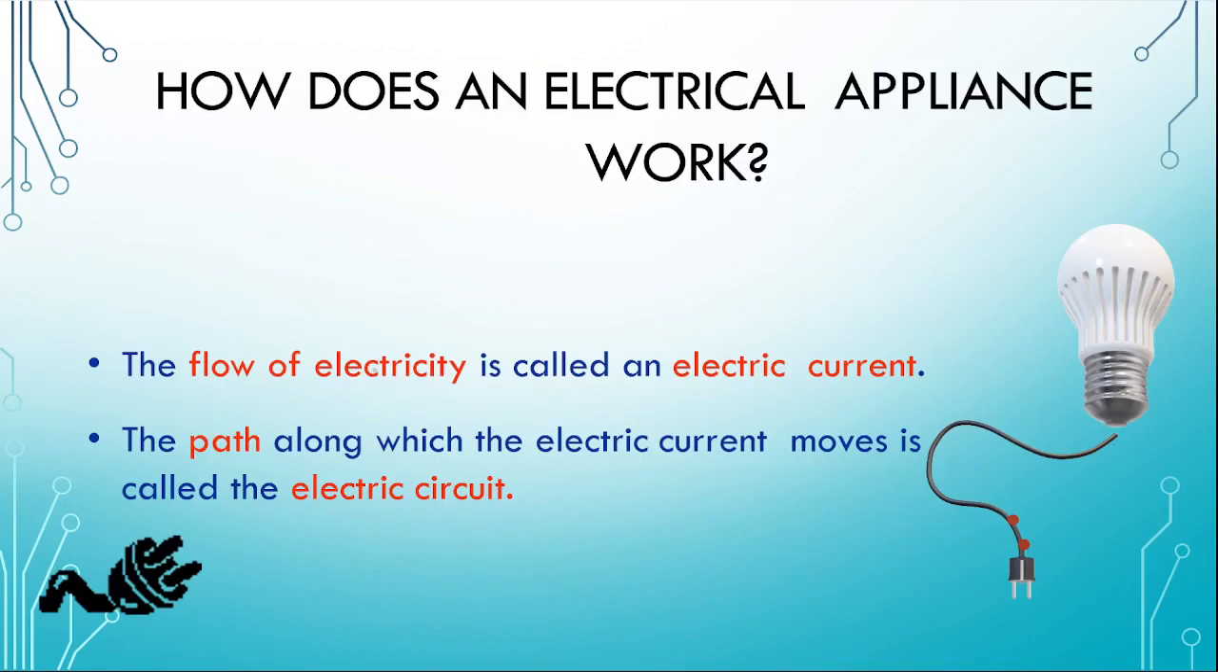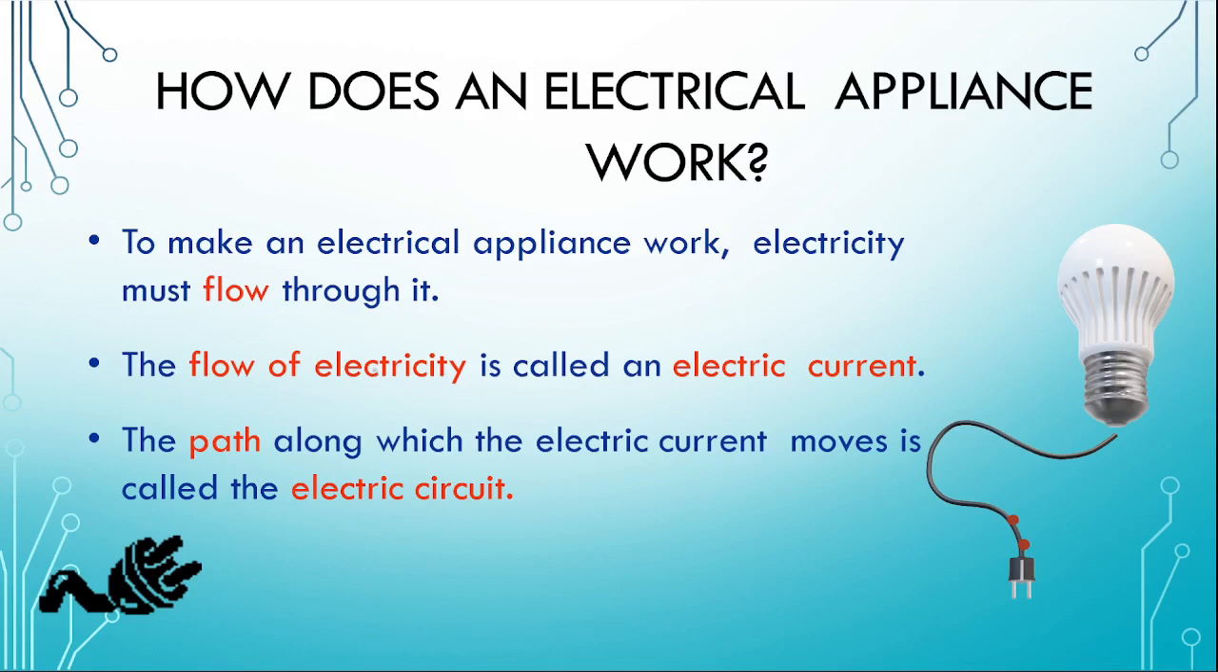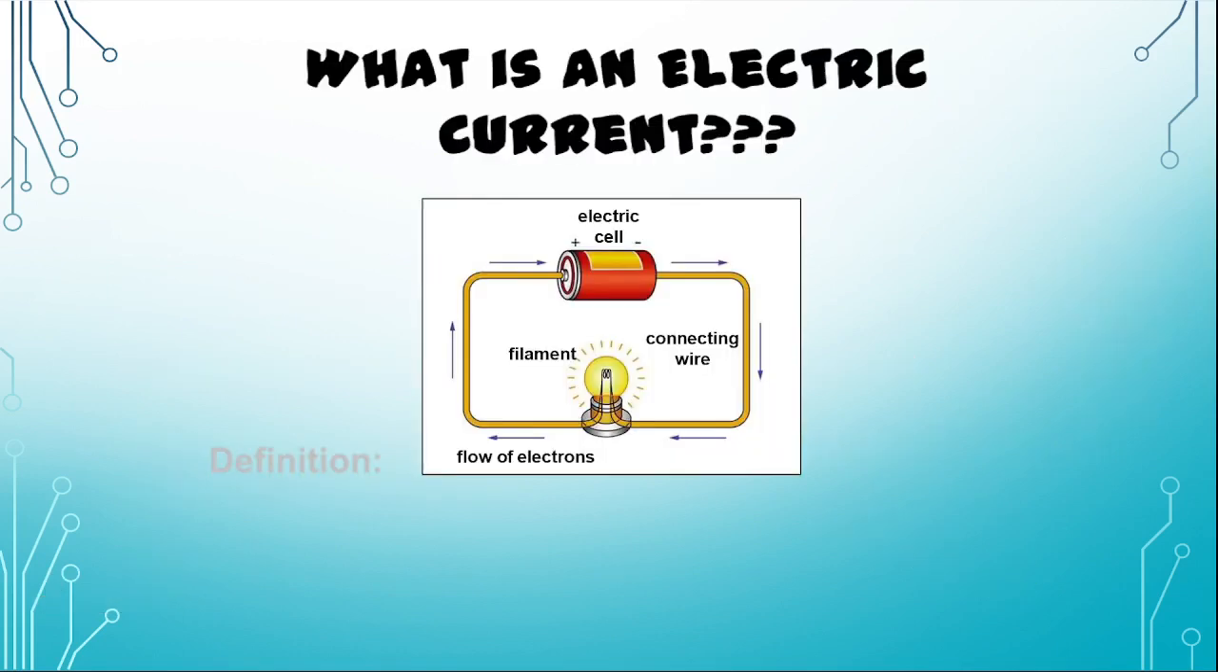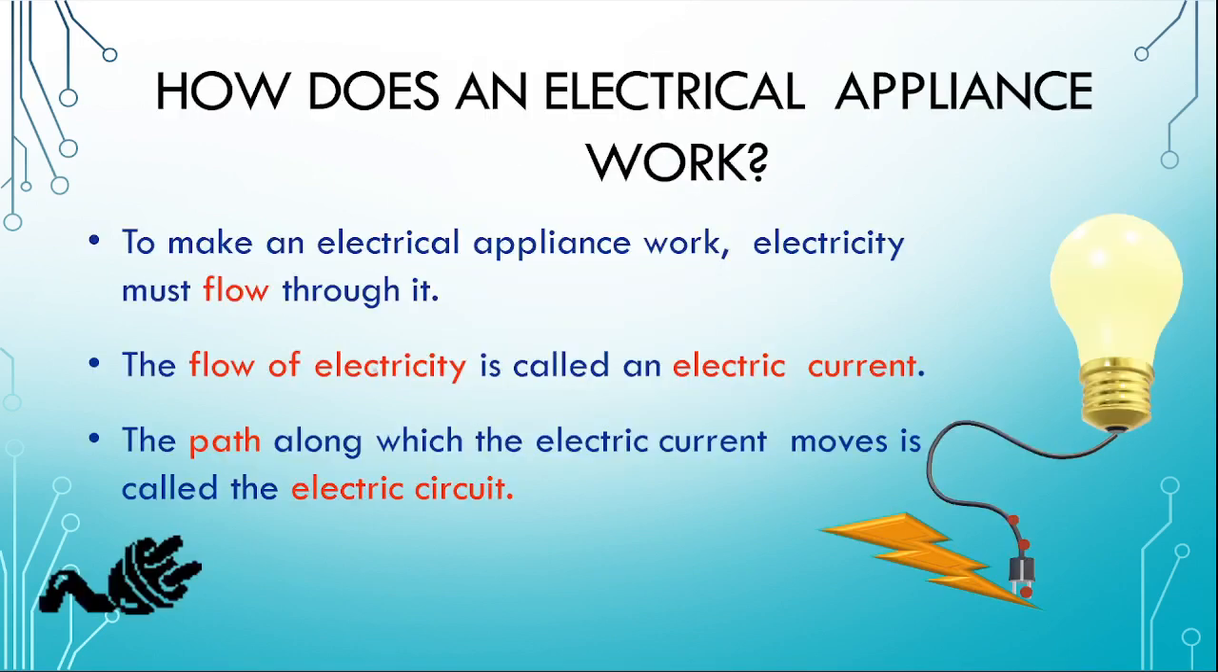Let's take a look. So how does an electric appliance work when you plug in a light bulb? How does it work? It happens because of the flow of electrons or charges, basically positive or negative charges flow through the cables used through the power station. So this is what allows your electric appliances to work. The path along which the electric current moves is called an electric circuit.